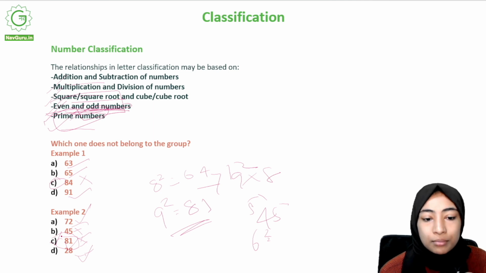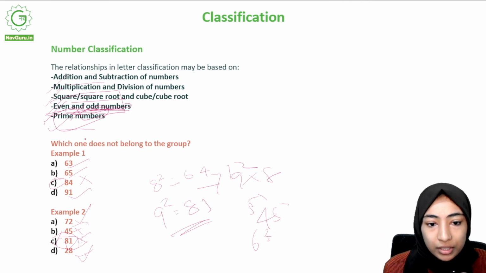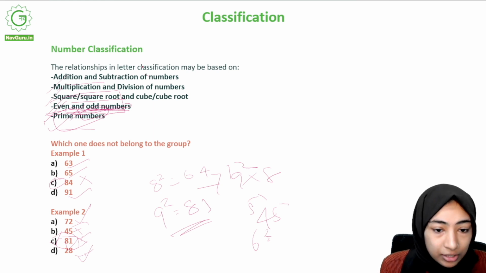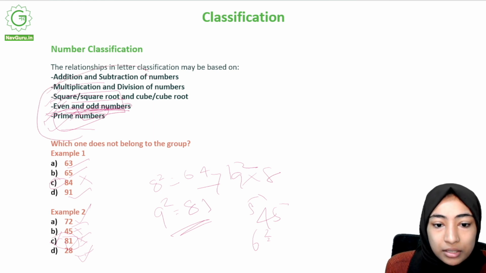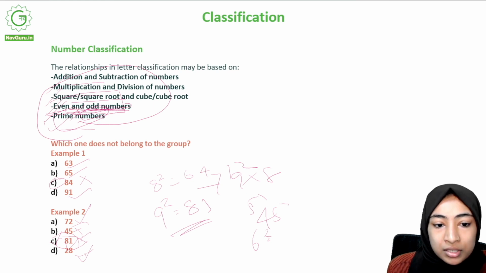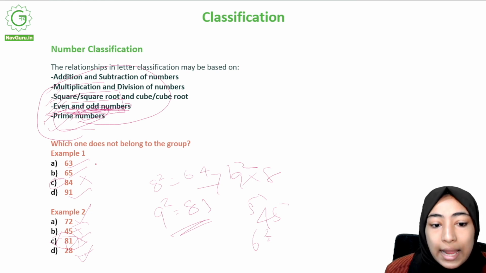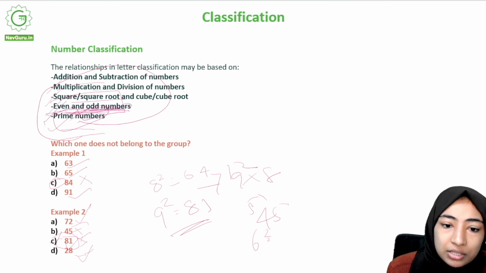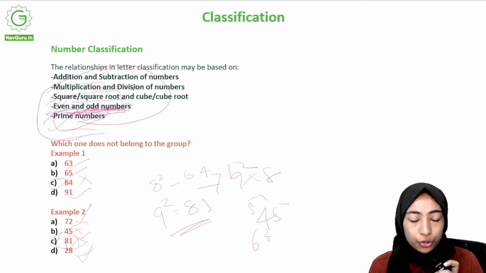So you just keep this broad figure in mind. Addition and subtraction, it could also be based on other things, but most of the questions come under all of these. So just keep this in mind. Check for even and odd first, then square and square root, or cube and cube root, and then prime numbers, and then multiplication and division and addition and subtraction, and you're good to go.